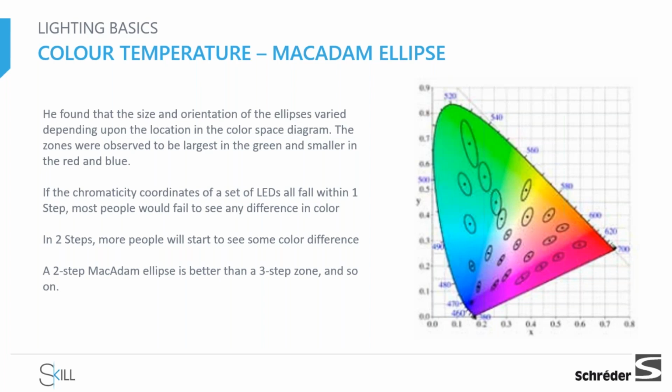Again, we said that in a two-step MacAdam ellipse, more people will start to see some color differences. Maybe not everybody, but if earlier we were speaking about 50%, maybe now we are speaking about 60%. I don't have the figures, but this is the logic behind it. For a one-step MacAdam ellipse, maybe 50% will be able to see a difference, two-step maybe 60, three-step maybe 70, etc. Till you reach the moment where everybody, maybe at a 7-step MacAdam ellipse, will be able to see differences between two LEDs if you put them next to each other.